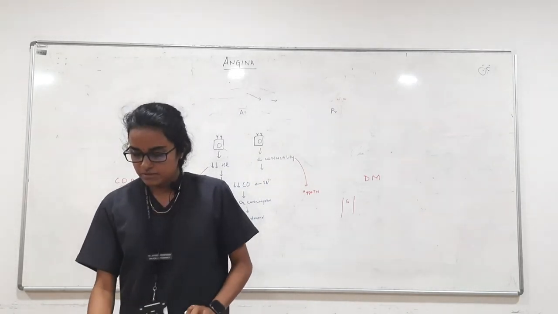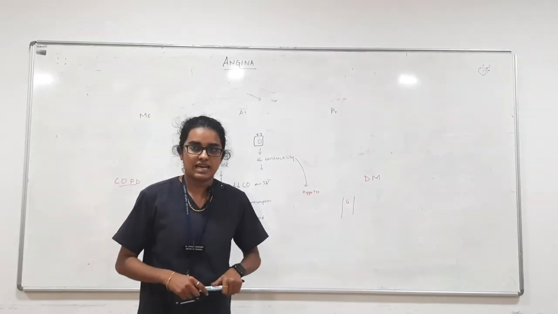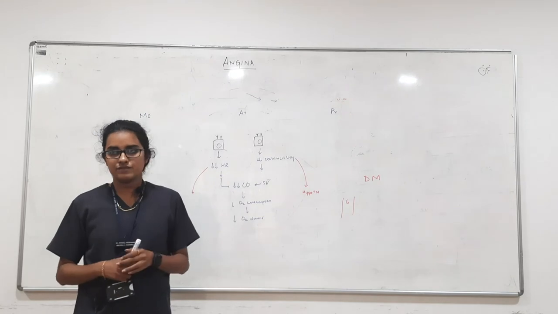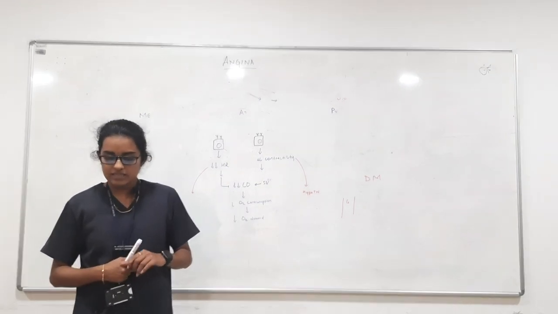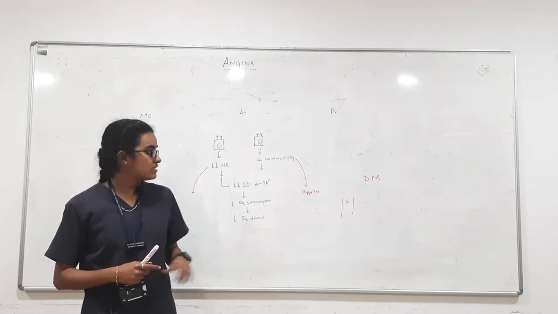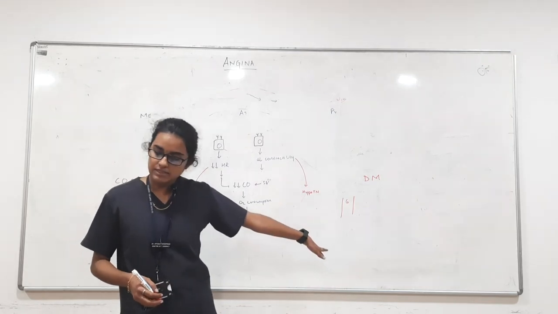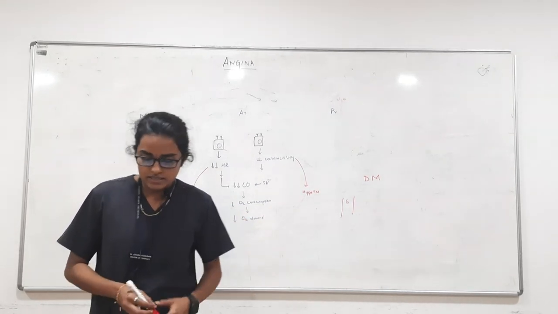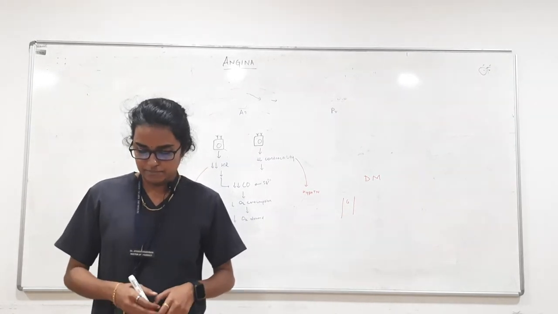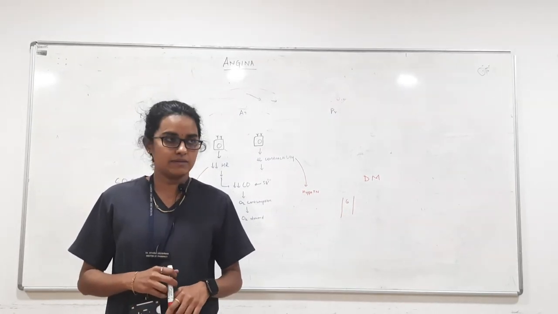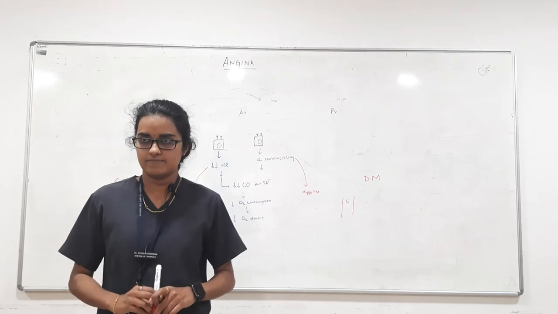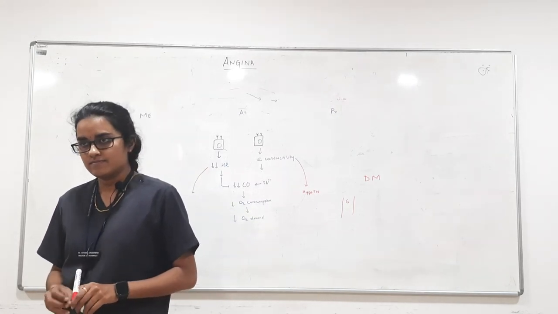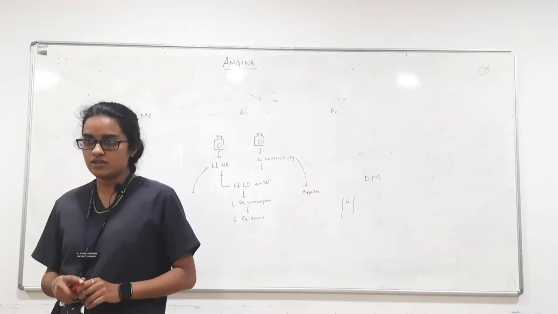So according to the treatment algorithm, when a patient comes with angina, first they will give nitroglycerin to treat, and then for prophylactic treatment they will start beta blockers. And it is not given in diabetes mellitus patients and COPD patients or asthma patients. Then it is mostly given post MI to decrease mortality, and in hypertension patients. Beta blockers should not be given for COPD.